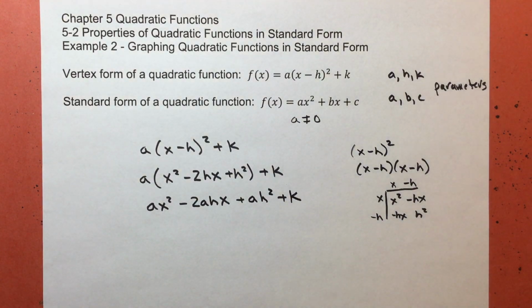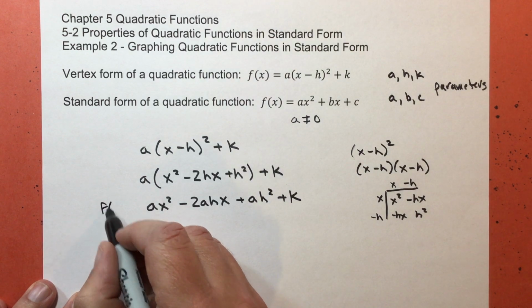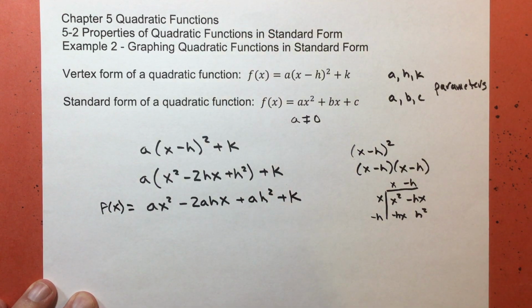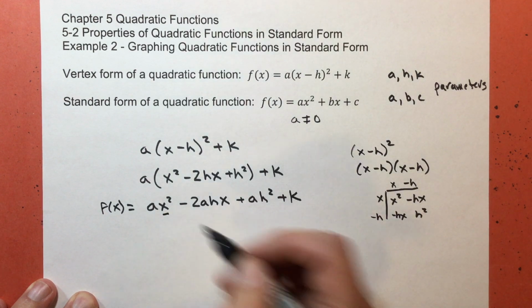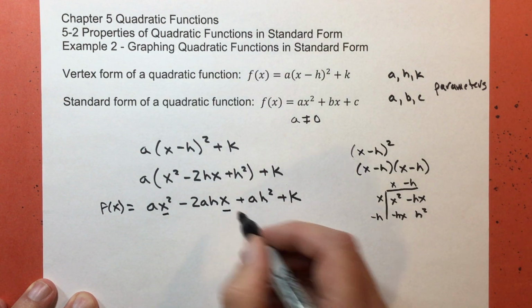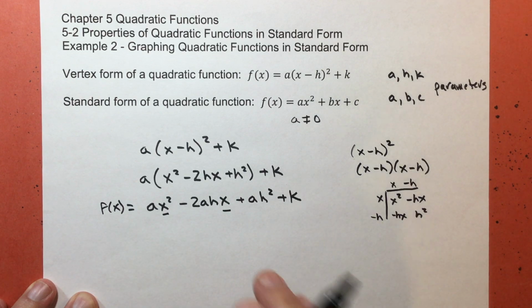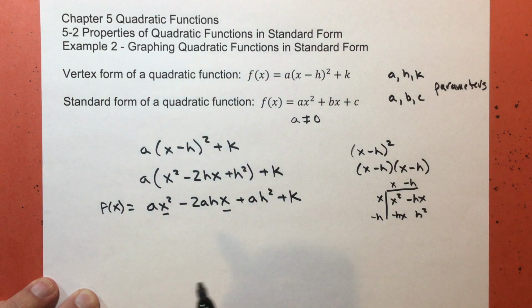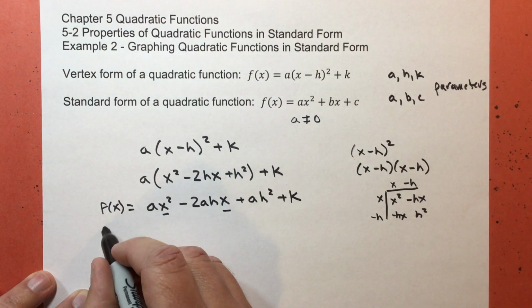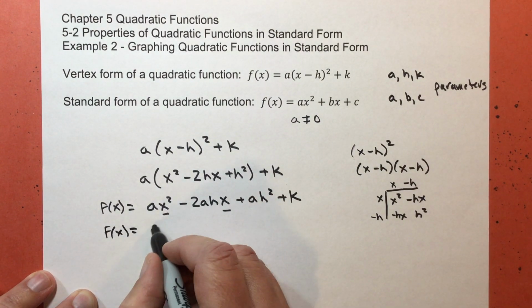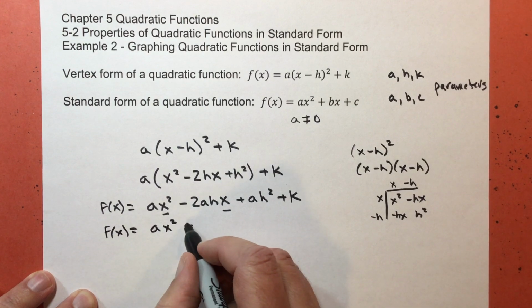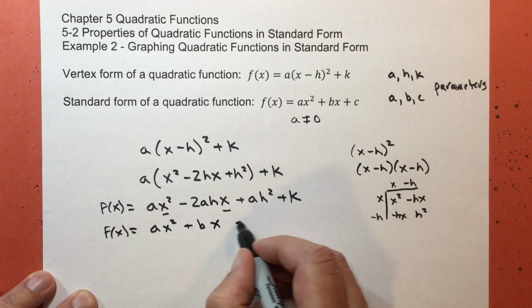All right, now check this out. This, I'll go ahead and call that f of x now. This is standard form. Here's x to the second power, here's x, and everything else are parameters. So I want to compare that to the other way of writing it. F of x equals ax squared plus bx plus c.